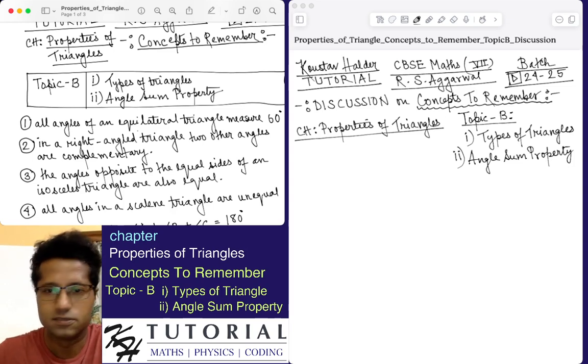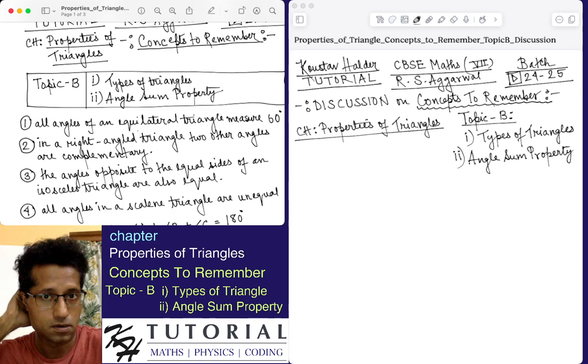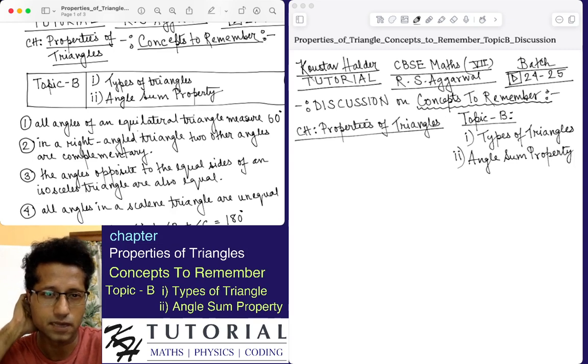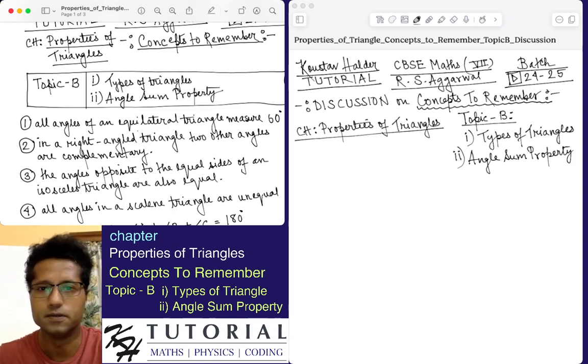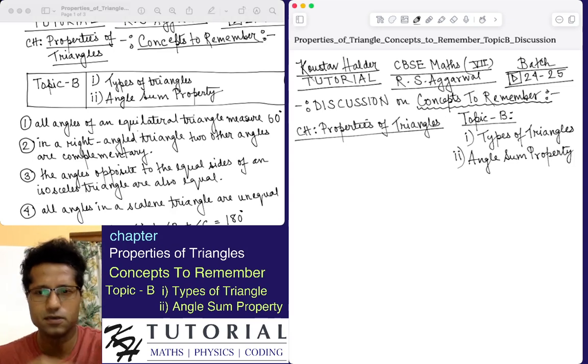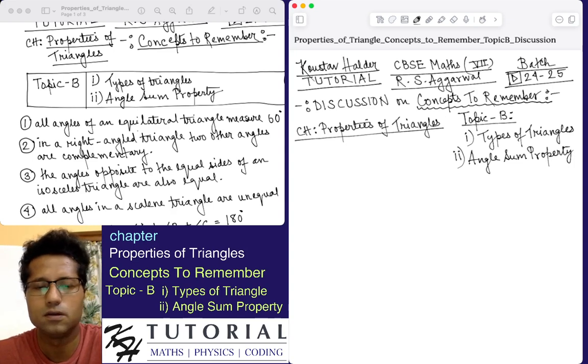Okay, now let's discuss the key concepts of the subtopics types of triangles and angle sum property. Point number 1: all angles of an equilateral triangle measure 60 degrees. This is very basic. You must already be familiar with this. In an equilateral triangle, all the angles are the same and they are equal to 60 degrees.